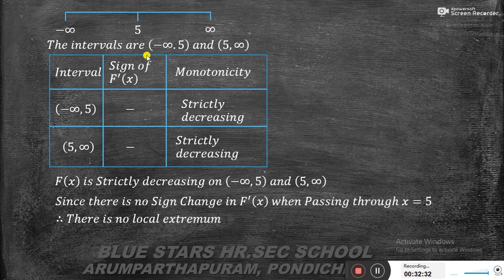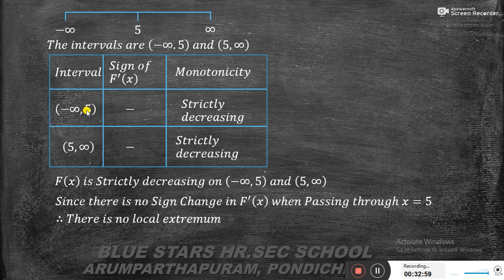So next, the critical point is 5, so I represent it on the number line. Minus infinity, plus infinity, and I put the 5 in the middle. So the intervals are minus infinity to 5 and 5 to infinity. Now I make the table: interval, sign of small f dash of x, monotonicity. I write the first interval minus infinity comma 5, and 5 comma infinity.